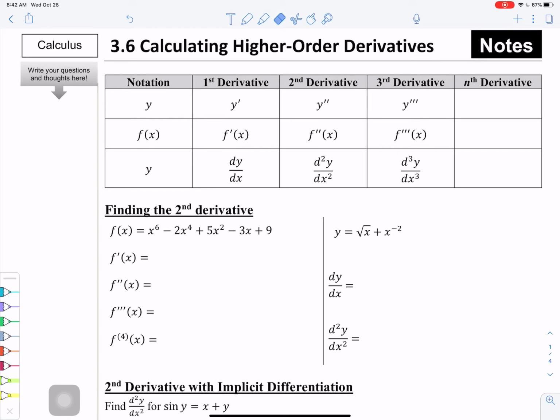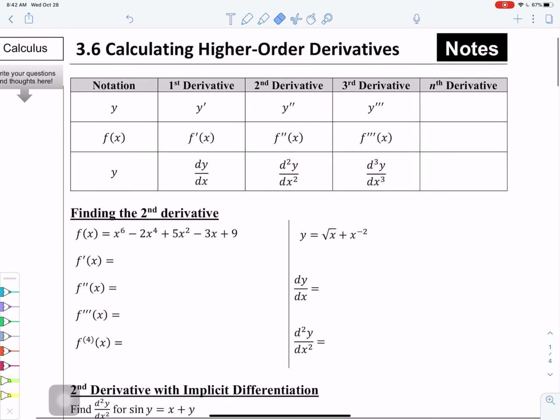This is topic 3.6, calculating higher order derivatives. So we have a table here, and we're going to talk a little bit about notation and then taking the derivatives using that notation. So let's first take a look here at y, and the first derivative of y is just y prime, second derivative y double prime, third derivative y triple prime. At that point, you're finished using the prime marks, okay?